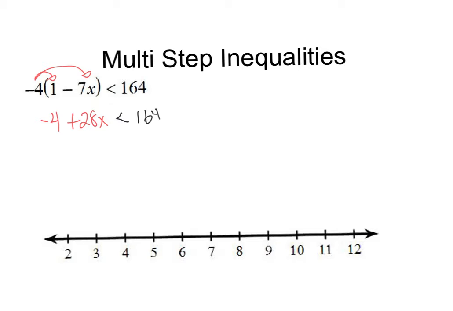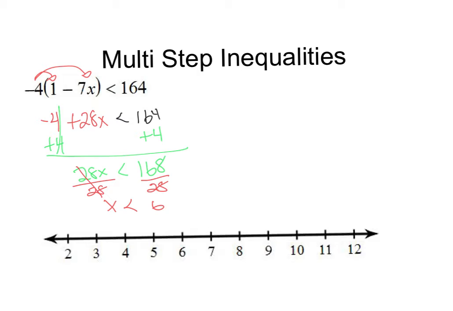My goal is to isolate the variable, so I'm going to add this 4 to move it over to the right. So I have 28x less than 168. I'm going to divide by 28 on both sides so that I can get x by itself. So that's going to give me 6. I'm going to bring down my symbol, so my symbol is going to be a less than symbol. Because it's less than, I'm going to have an open circle at the number 6.